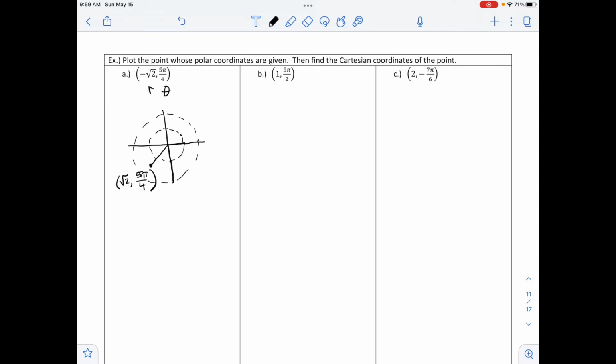But since it is a negative r, that's going to reflect through that pole and into quadrant 1. And so our point would be at negative square root of 2 comma 5 pi over 4.